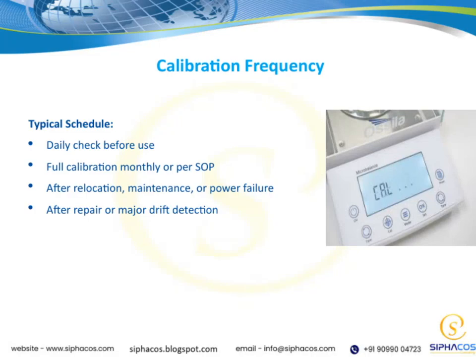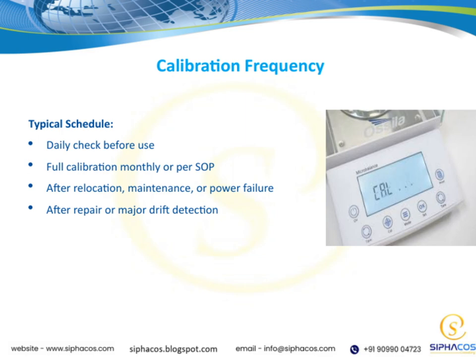Let's take a look at the typical schedule for calibration to ensure our equipment stays accurate and reliable. First, it's important to perform a quick daily check before each use. This simple step helps catch any obvious issues before the equipment is put into operation. Next, a full calibration should be done monthly or in accordance with the SOP, Standard Operating Procedure. This regular calibration ensures the device maintains its precision over time.